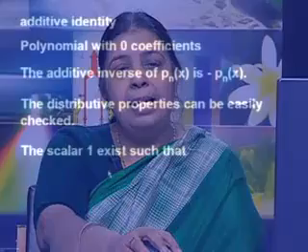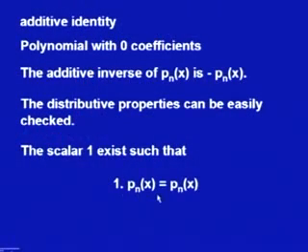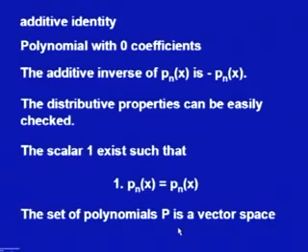Then comes the existence of 1 such that 1 multiplied by Pn(x) is Pn(x). So, the effect of this scalar multiplication with Pn(x) is that all the coefficients are multiplied by 1, and multiplying a real number by 1 will not change the coefficient, and that is why 1 times Pn(x) is Pn(x), and this means that the set of polynomials P is a vector space.